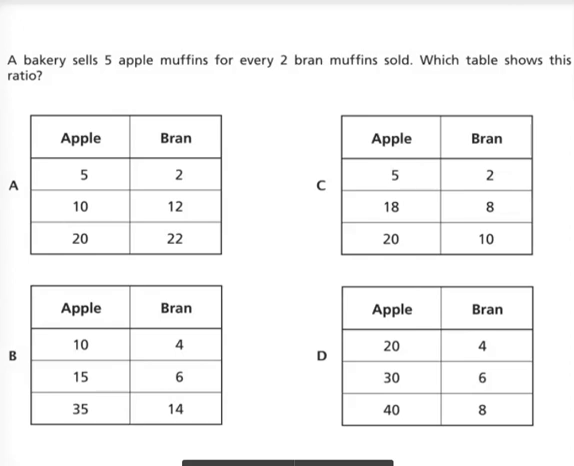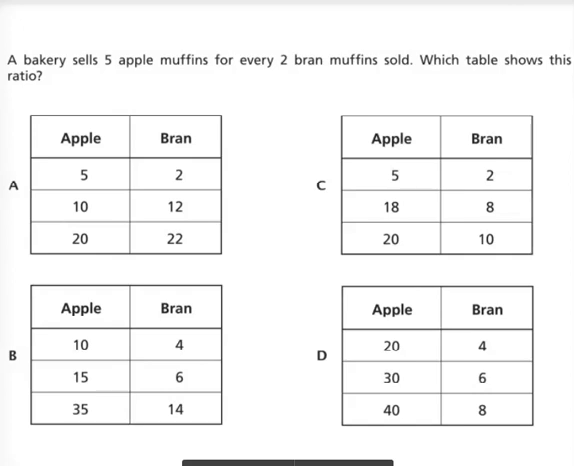So a bakery sells 5 apple muffins for every 2 bran muffins sold. Which table shows this ratio? So you guys got a minute and a half to do this problem. What is your choice? Is it A, B, C, or D?